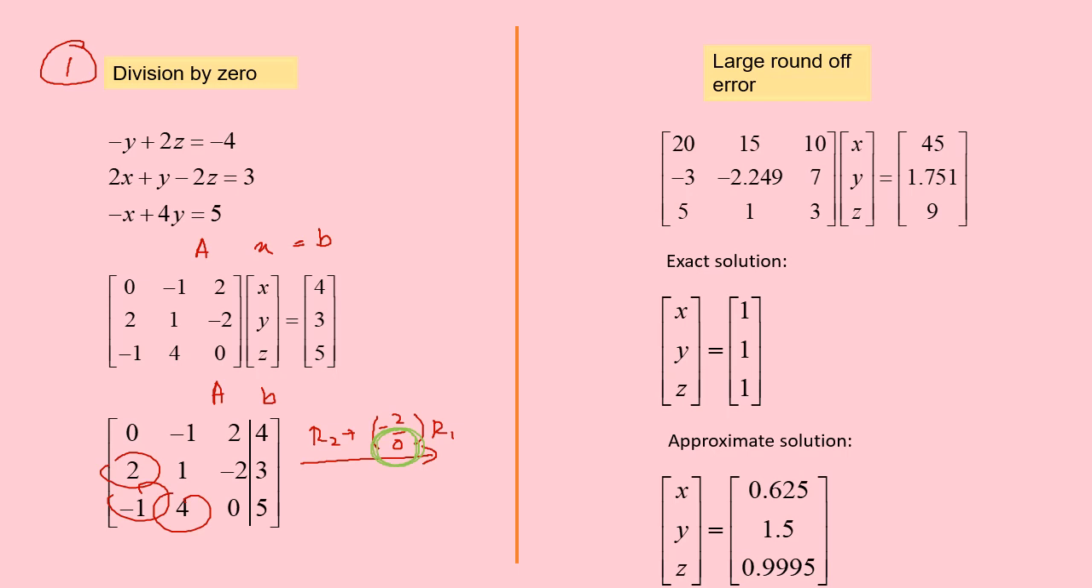Okay, the next pitfall is large round-off error. This is our matrix, and if we solve by using the exact solution, our x is equal to 1, y equal to 1, and z equal to 1. But when we solve by using the Gauss elimination method, that is an approximate solution, this is our answer. x is equal to 0.625, while y equal to 1.5, and z is equal to 0.9995. We can see the values for x and y are very far from our true solution.